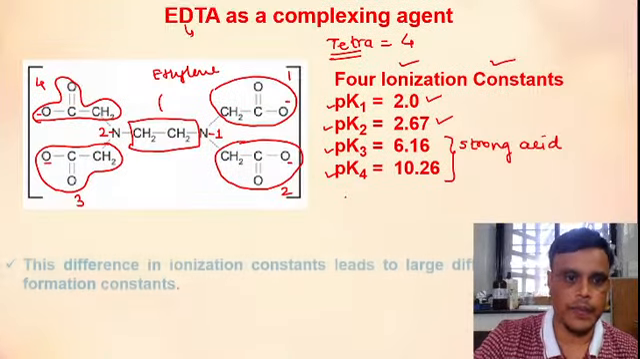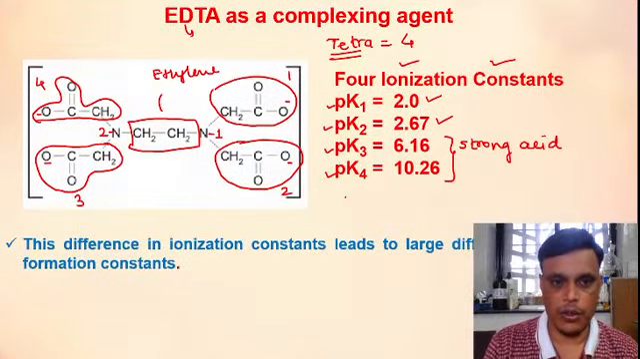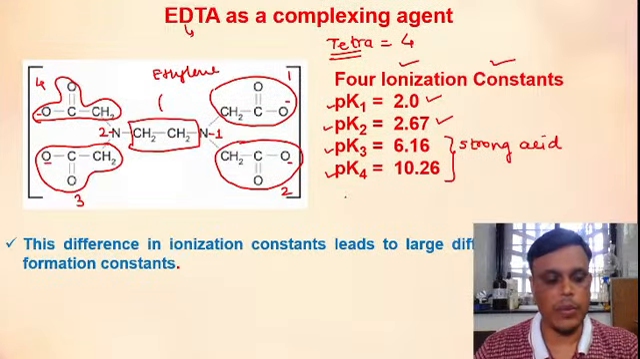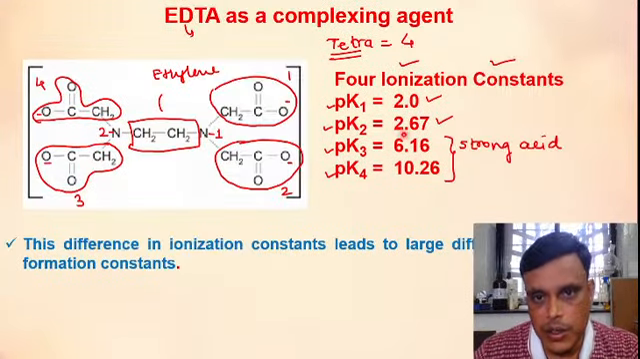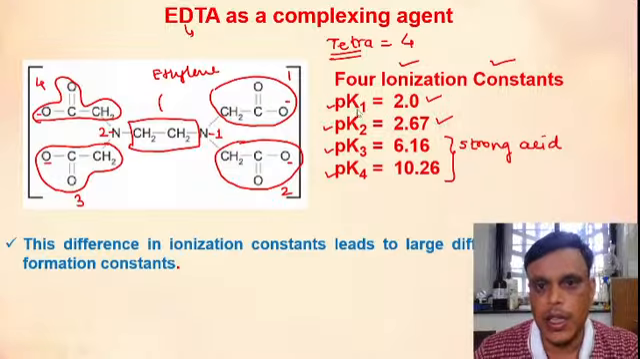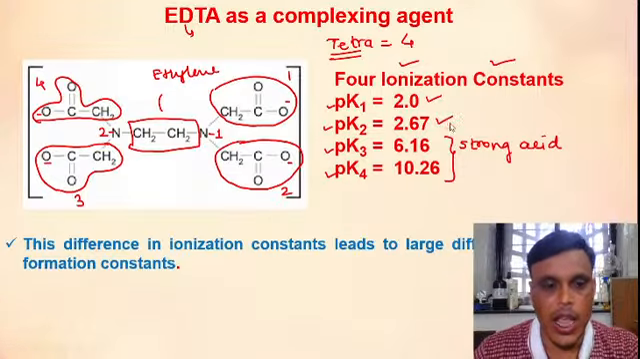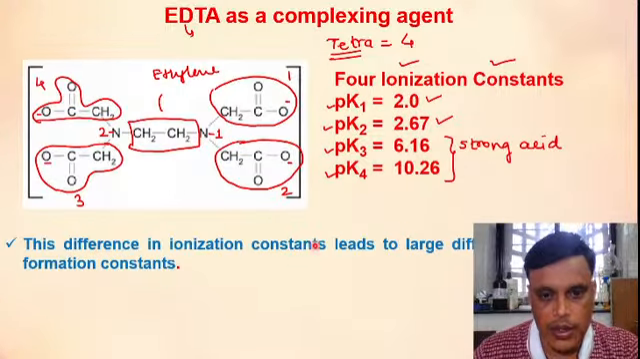Next, this difference in ionization constant. See here, the pKa values are different. That means there is a difference in ionization constant. pKa1 and pKa2 are almost the same, and pKa3 and pKa4 are too, but there is a lot of difference between these two values and those two values. Please understand this, listen carefully.